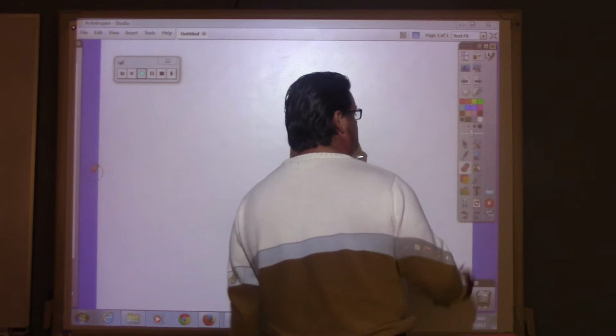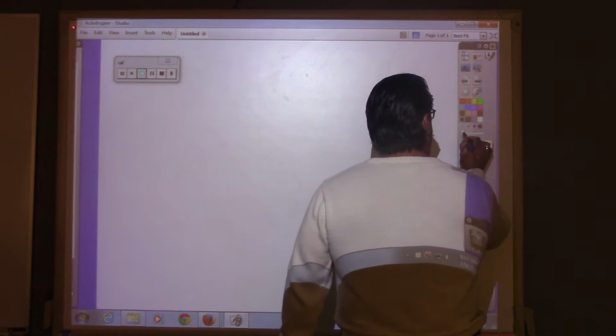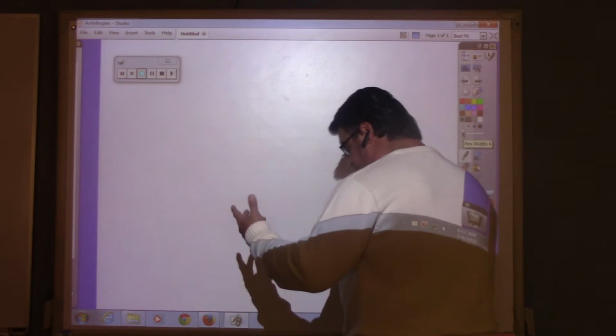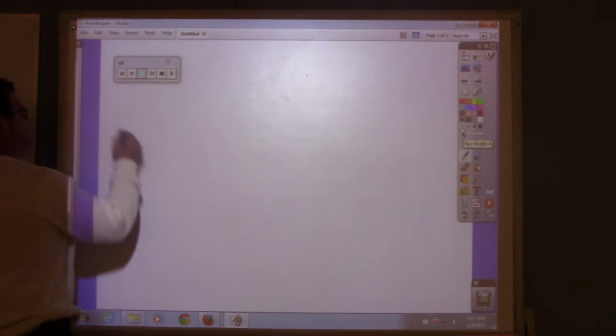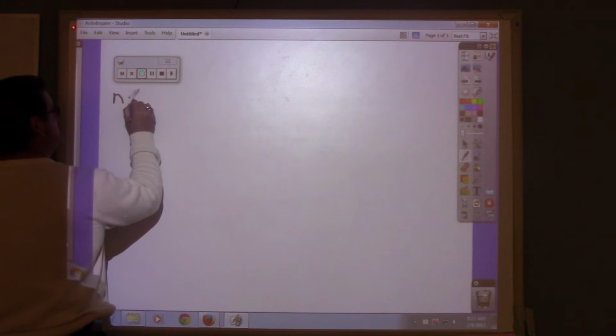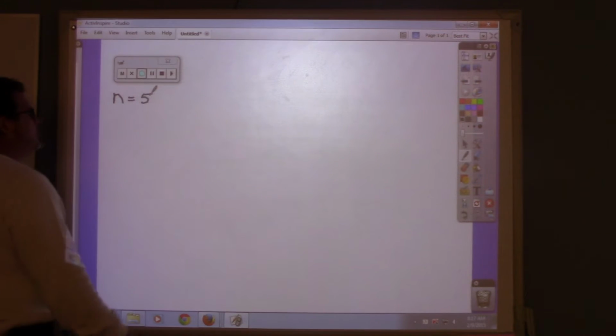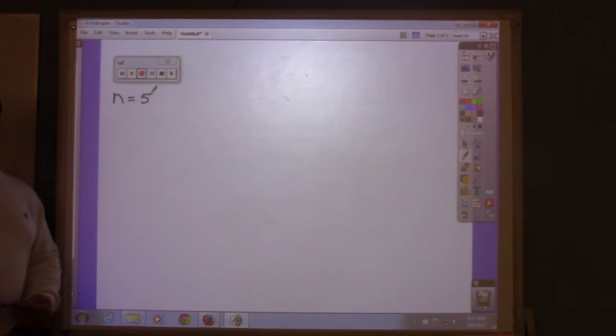So let's take some numbers, and I'll start with about the lowest number you can start with, and that's 5. N is equal to 5. And we'll take a sample of this class and find out what the average age in this classroom is. Of course, it won't be very high confidence interval, but we'll go diagonally across the room here.